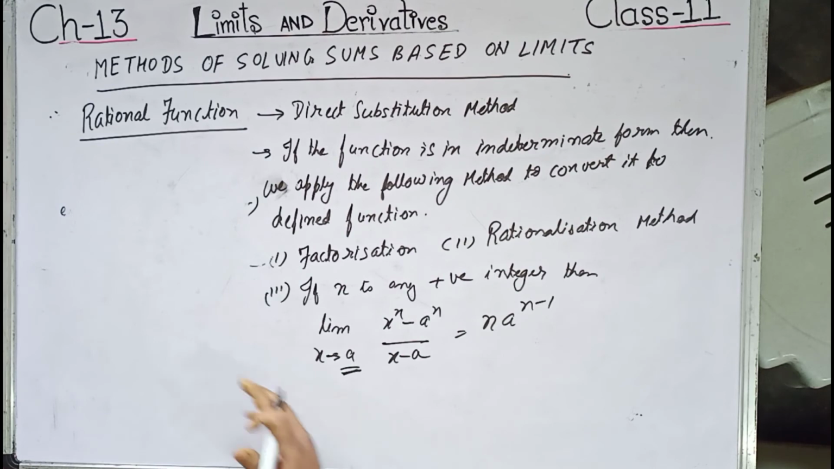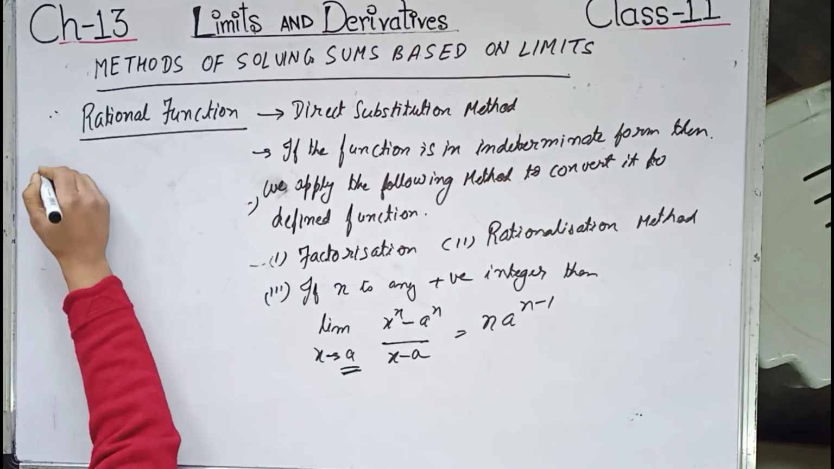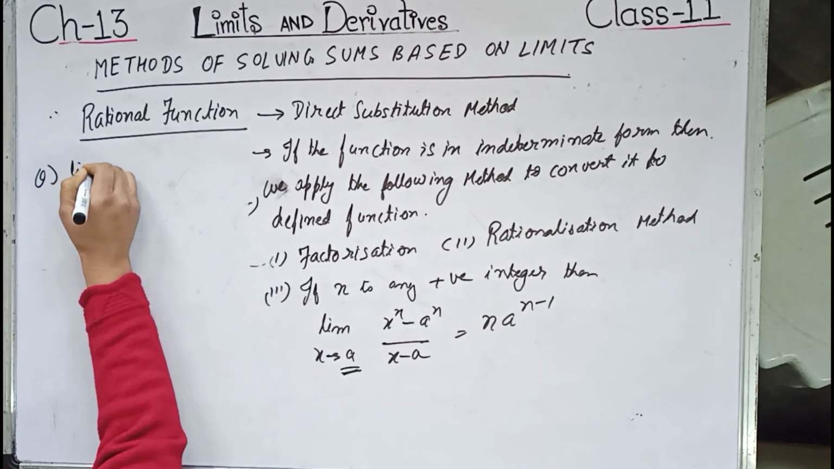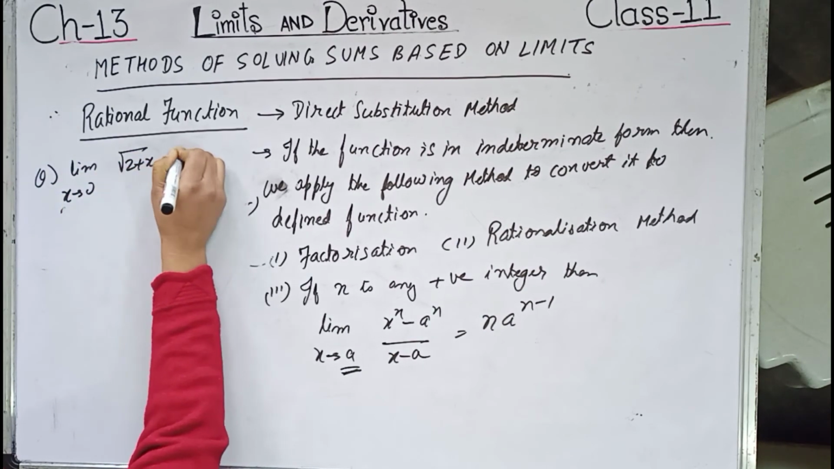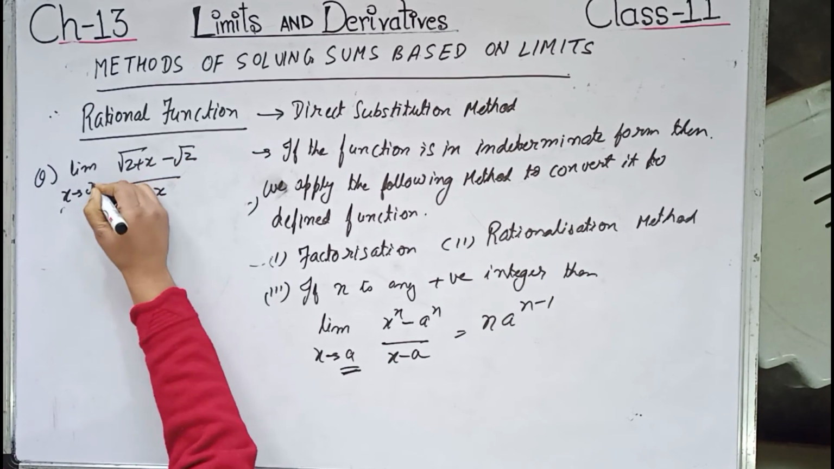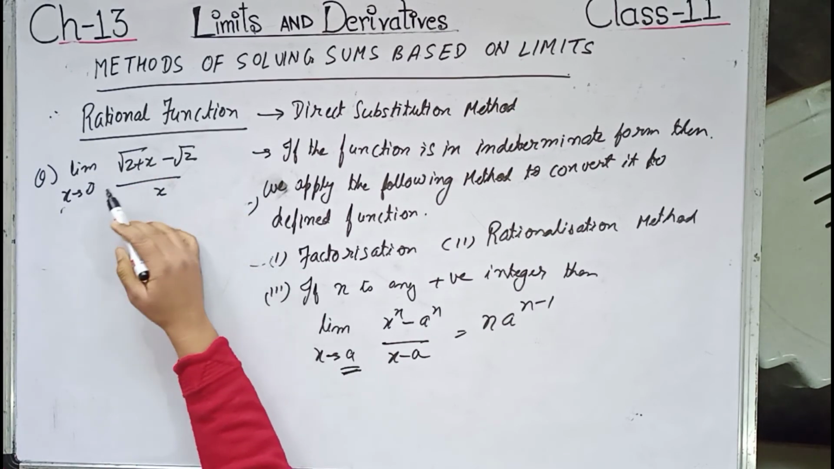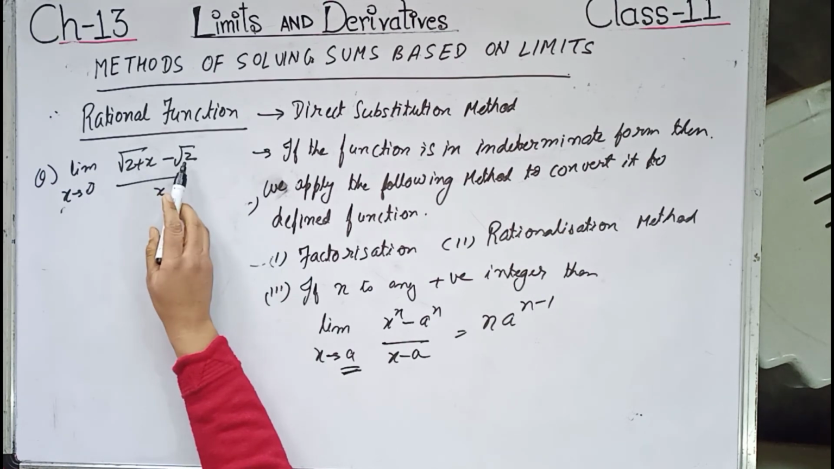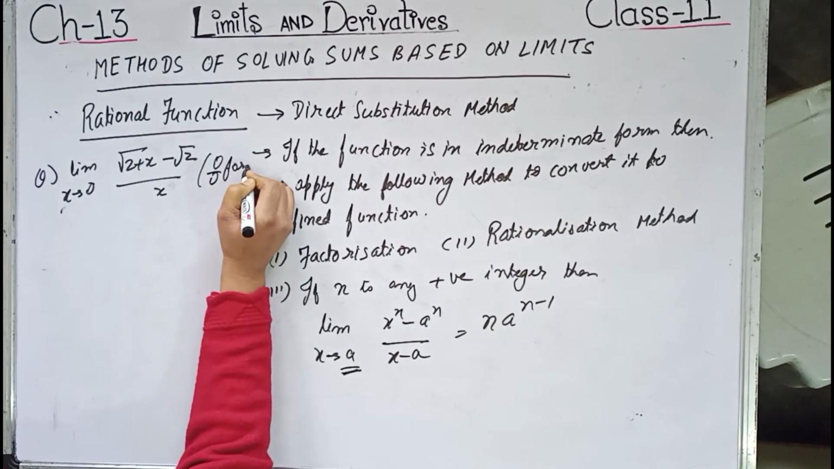Now rationalization. For rationalization, we have a sum in which a square root is there. Suppose this sum: limit x tending to 0 of (under root of 2 plus x minus under root 2) by x. I had to create one sum such that this is coming in 0 by 0 or undefined form. So if I put x equal to 0, it will be root 2 minus root 2 by 0, which will be 0 by 0 form.